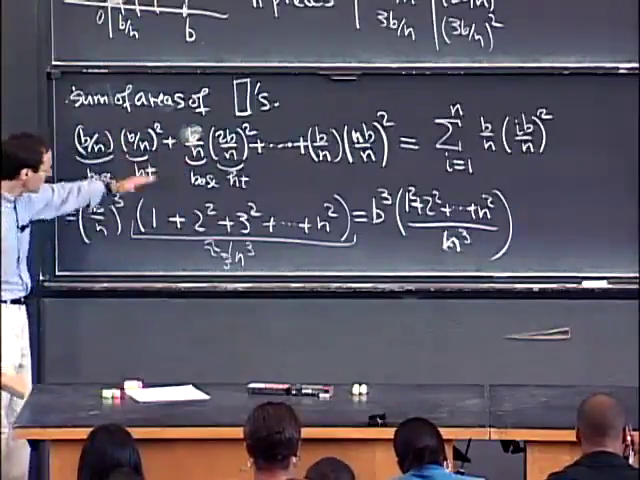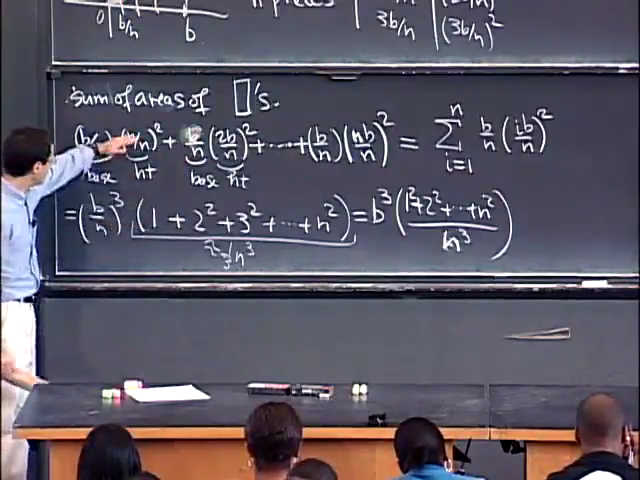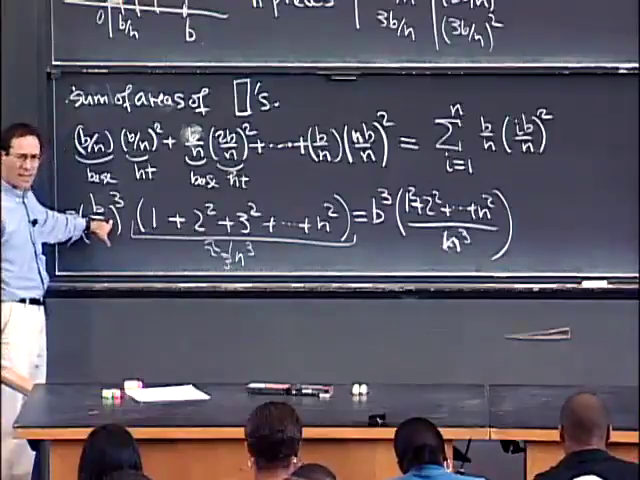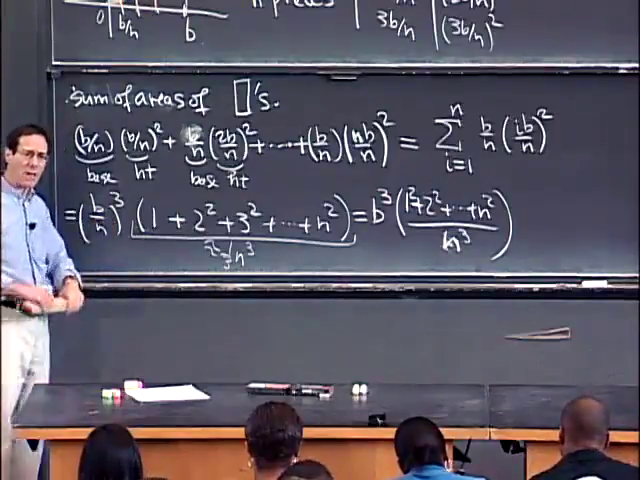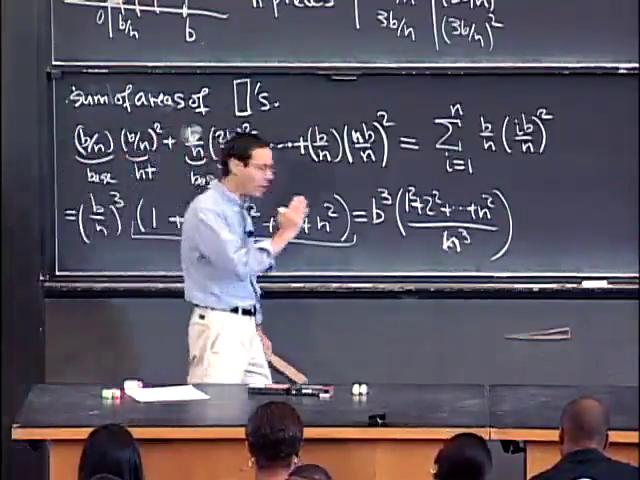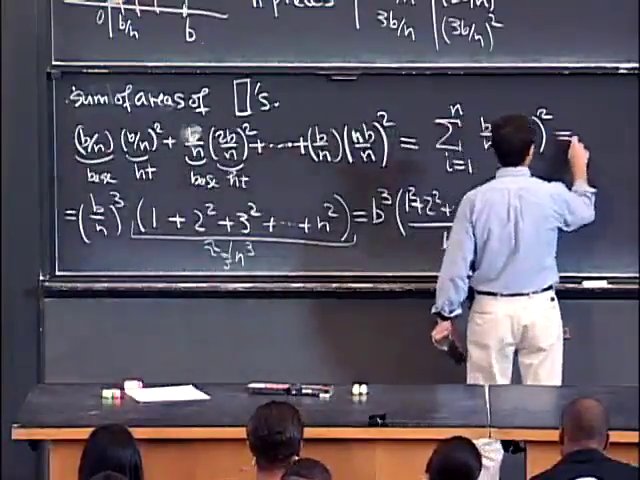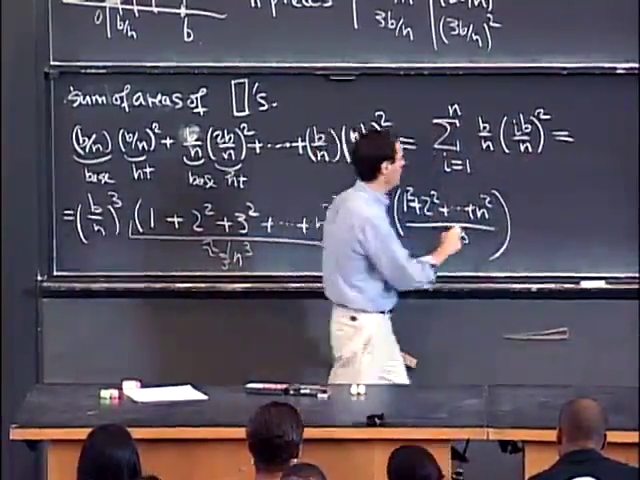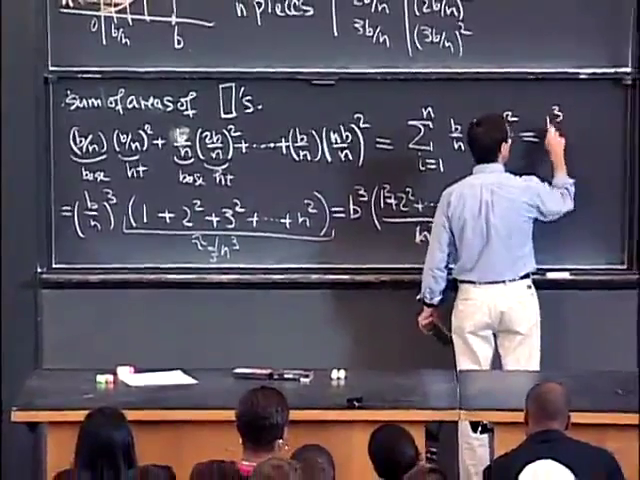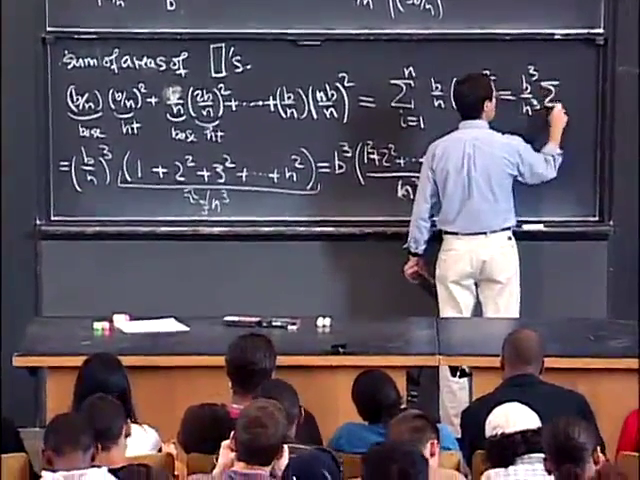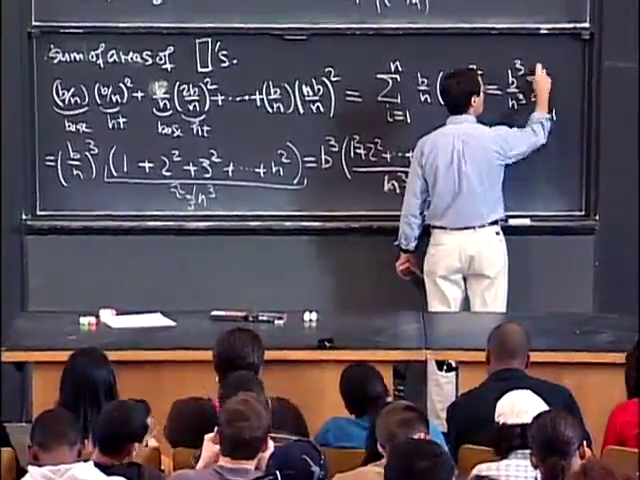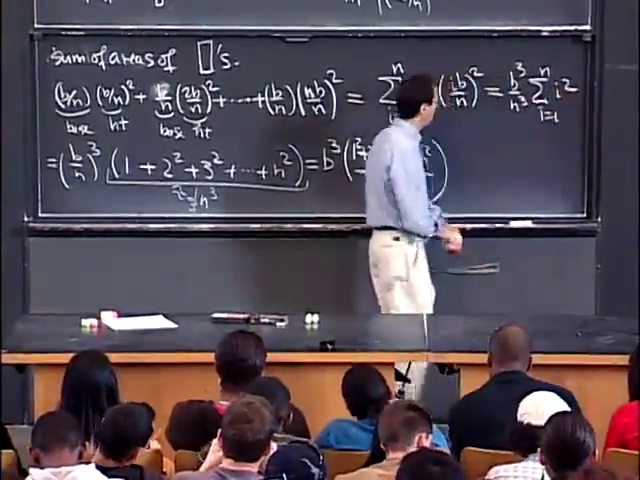And now the manipulation that I performed with it, which is to factor out this b over n cubed, is something that I'm perfectly well allowed to do also over here. This is the distributive law. If I factor out b cubed over n cubed, I'm left with the sum i equals 1 to n of i squared. All right?